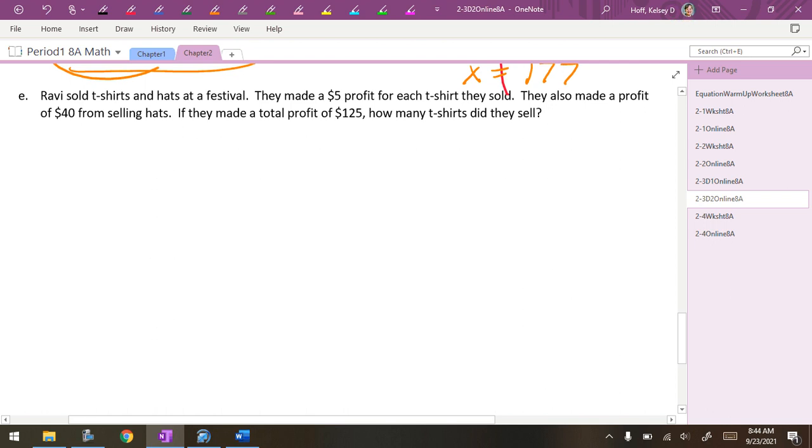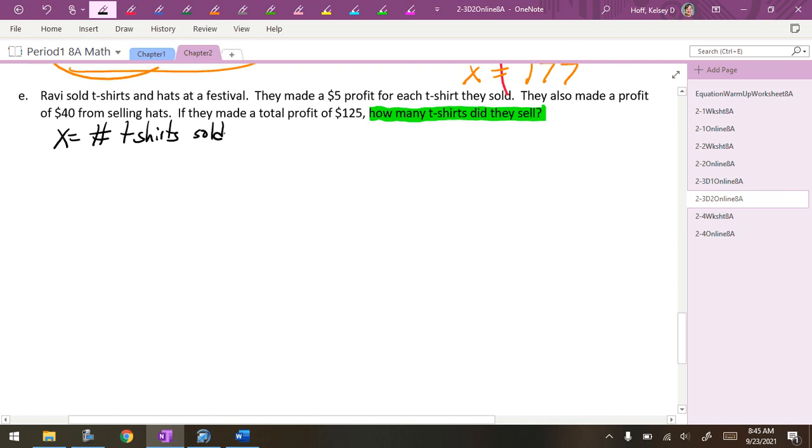All right, one more and then you get to work. Ravi sold t-shirts and hats at a festival. They made a $5 profit for each t-shirt they sold. They also made a profit of $40 from selling hats. If they made a total profit of $125, how many t-shirts did they sell? So here's our variable. Can we just stick with X? X equals the number of t-shirts sold.